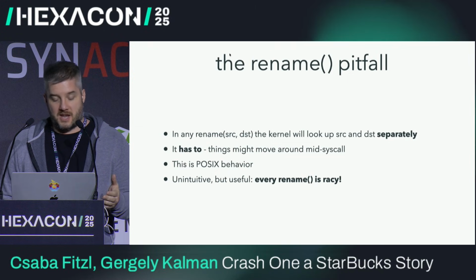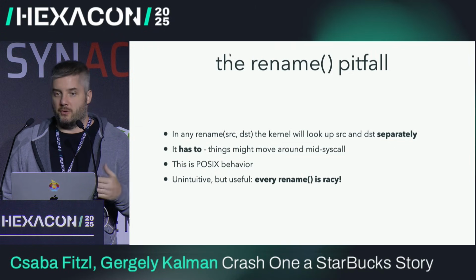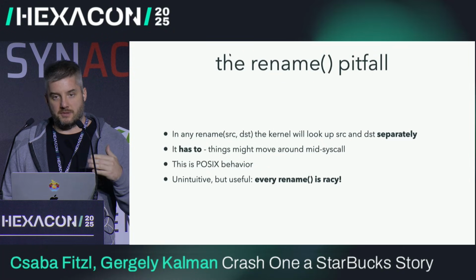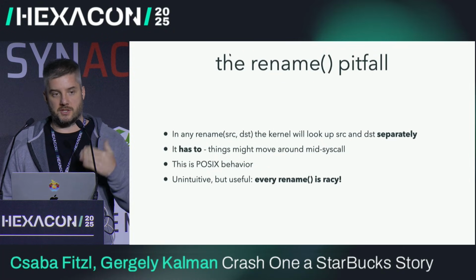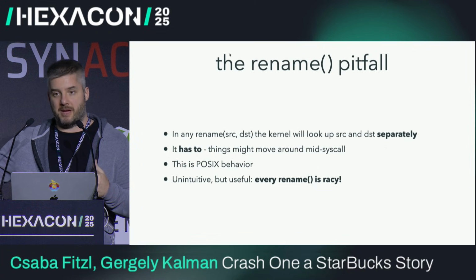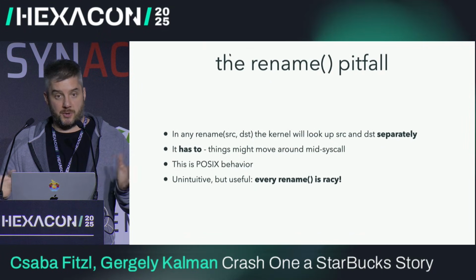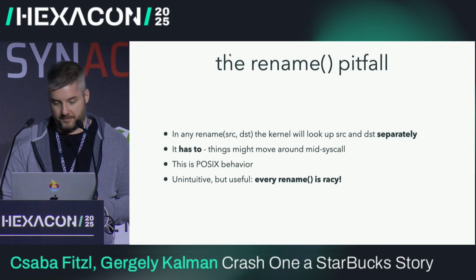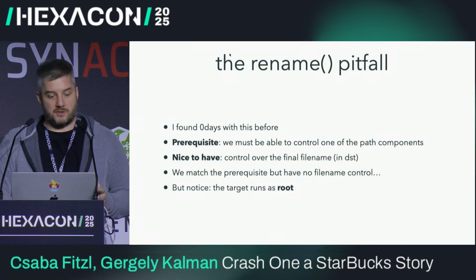So in this case, basically what I just described is happening. The kernel has to resolve the same path twice, and between the SRC and the DST resolution, you can switch the penultimate or whatever directory in the path, in the DST path, to a symlink. And what you will end up with, by the way, this is POSIX behavior. This is completely legal. This is how POSIX works. So fun fact for you, this works on Linux as well. Every rename is racy, so have fun. I found 0 days with this before.